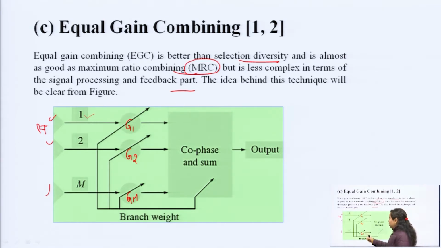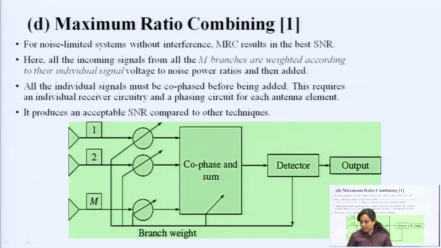These are variable, meaning these are adaptive in nature, and how do we change their values? By taking the feedback. Then the cophase and sum is calculated, and the output is generated by this equal gain combining technique.